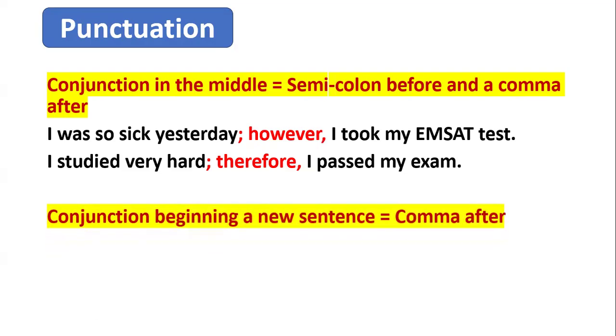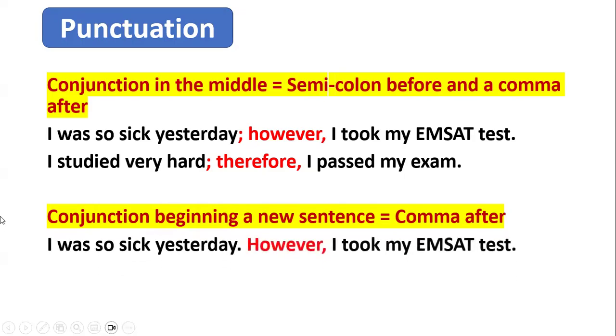However, if the conjunction is chosen to be beginning a new sentence, then it's only a comma after and that's it. For example, I was so sick yesterday, okay? It's exactly the same sentence as the one here, but I'm choosing to start or use however in the beginning of a new sentence. So the H is capital. I put a full stop at the end of the first one here, and then I started a new sentence with the word however. So it is capitalized because it comes after the end mark, which is the full stop. And then after however, I put a comma.